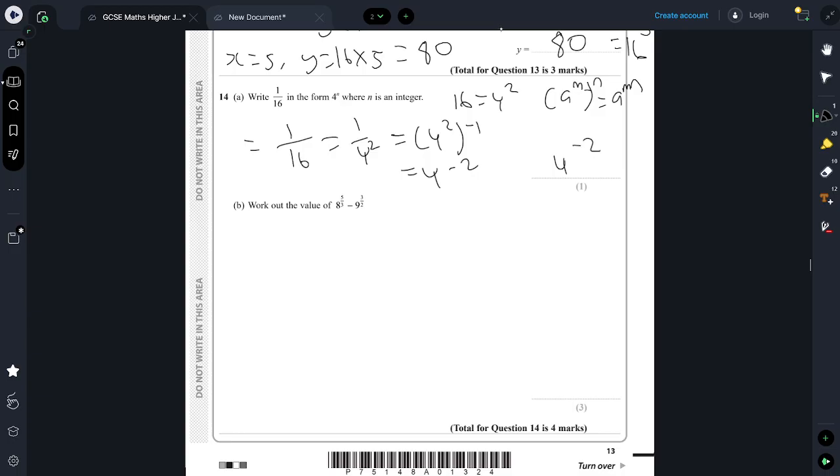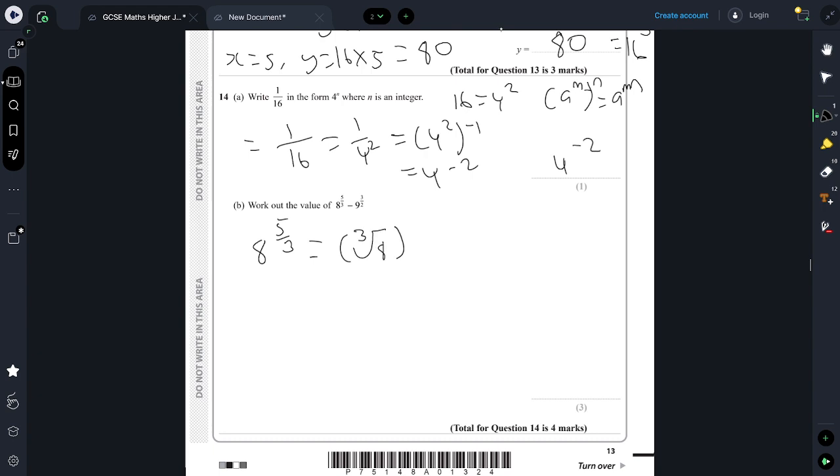Okay, so part B then. Work out 8 to the 5 over 3 minus 9 to the 3 over 2. With index questions like this, I'm going to keep reiterating this, do it bit by bit. So work out the first term. We can probably simplify it a little bit. What's this as a number? Well, this is the same as saying cube root of 8.